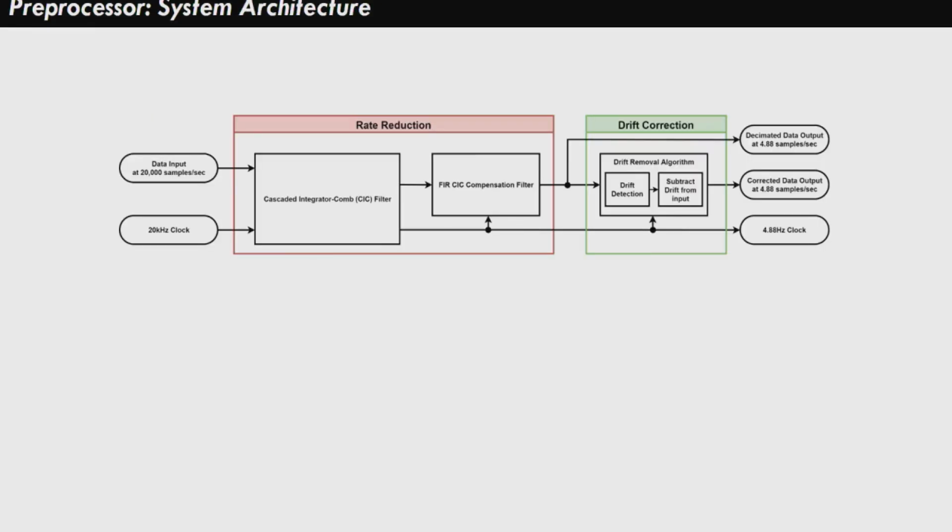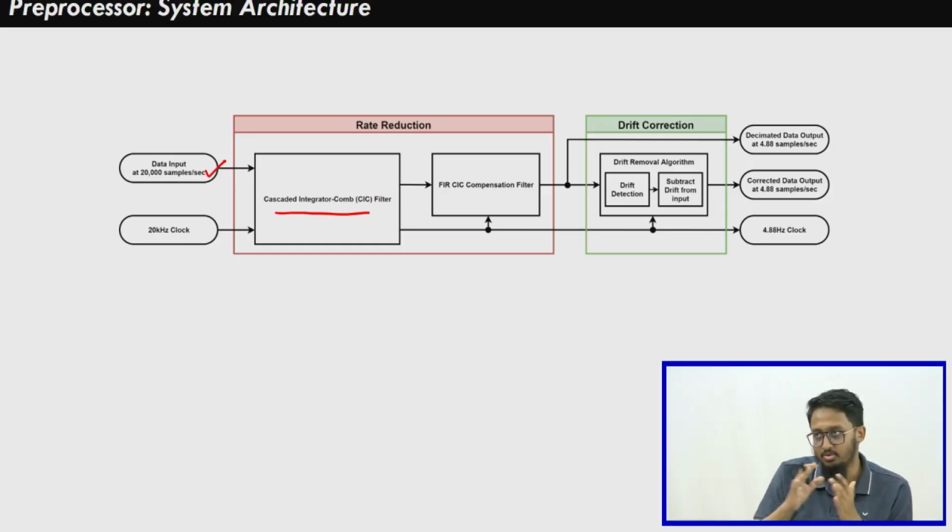So this is one approach which we have used previously. We used a CIC filter. The CIC filter reduces the sampling rate from 20 kilohertz to around 5 hertz. CIC is called a cascaded integrator comb filter. They are generally used for reducing the sampling rate from a very high sample rate to a lower sampling rate without sacrificing the signal quality. And then we have an algorithm, a method for drift reduction. You first detect the drift and then you subtract it. I will show you how it is done.